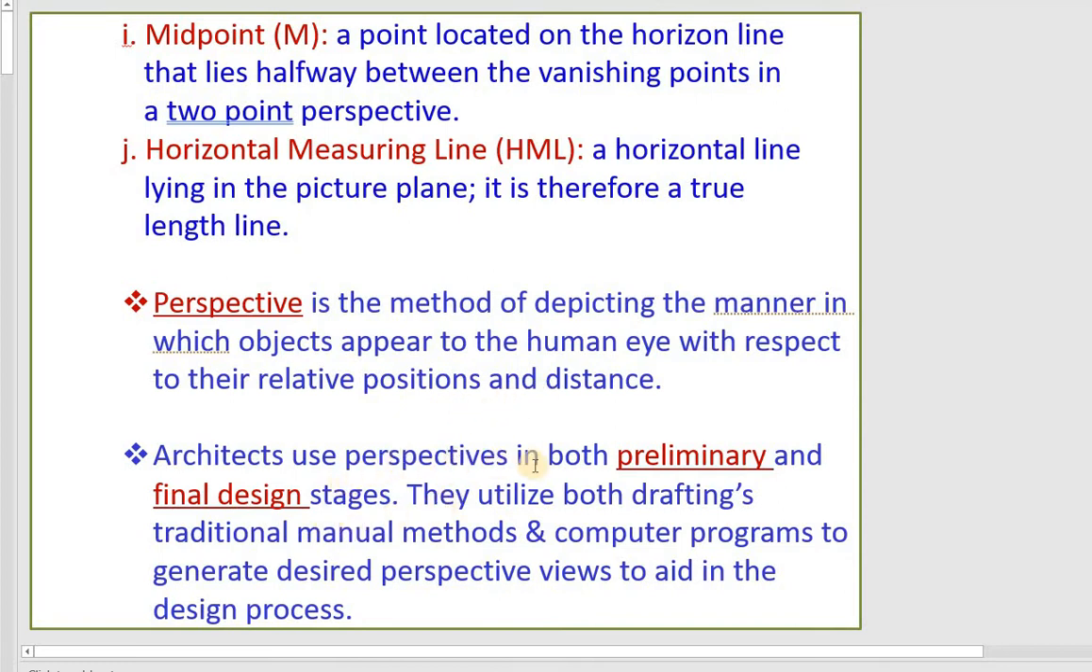Architects use perspective in both the preliminary and the final design stage. That means when they start a project, they use perspective to draw, and after that at the final stage of design they go back again to perspective, and they utilize both the traditional drafting manual method and after that computer programs. They combine both of them when they do perspective views to add to the design process.